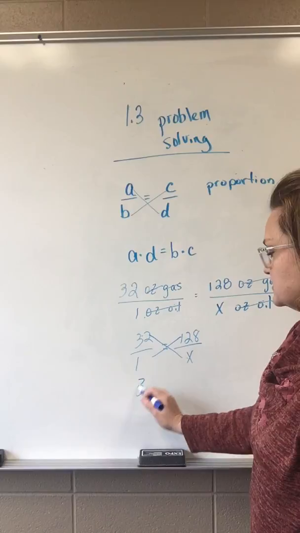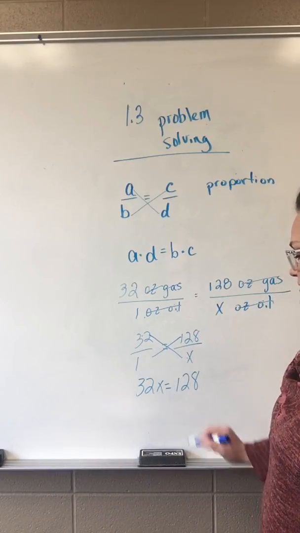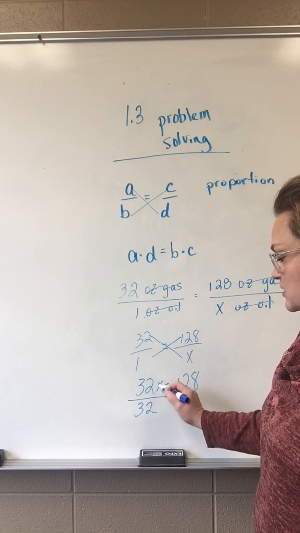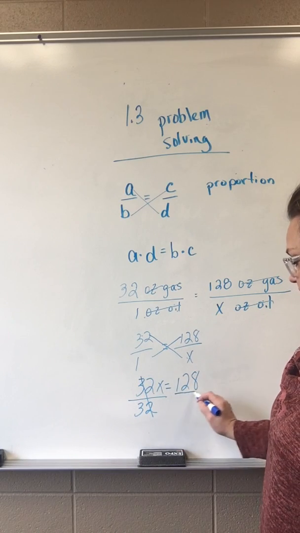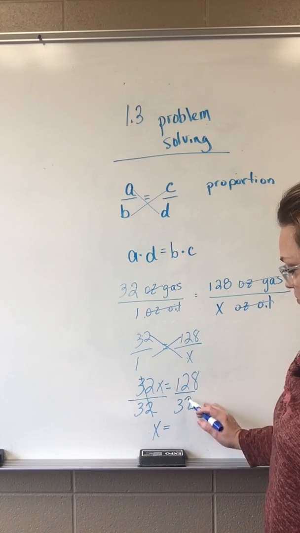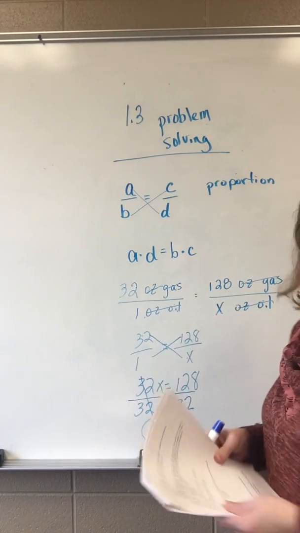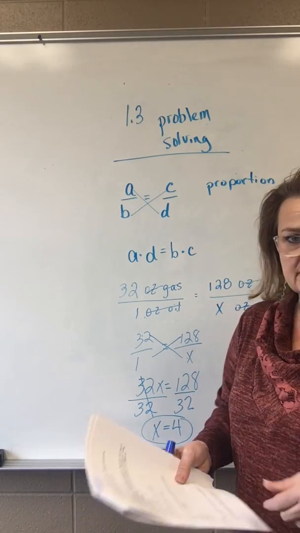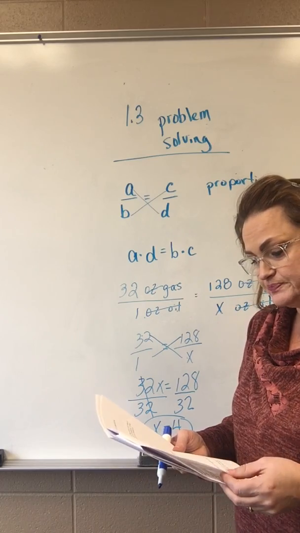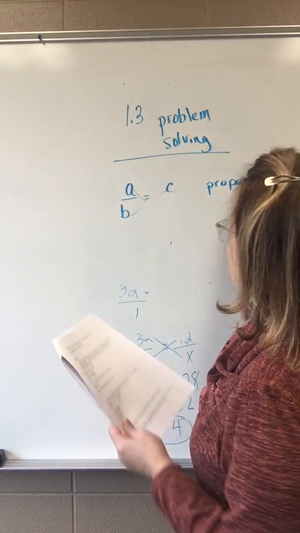32 times x is 32x, and 1 times 128 is 128. And then the algebra step for this is you divide by what's with your variable, divide by what's with your x, on each side. Dividing that off leaves 1x equals 128 divided by 32, which is your 4. So 4 ounces of oil. If you got the whole gallon thing going on there, it's going to take the 4 ounces of the 2-cycle engine oil. All right, so now I have another example for you below.